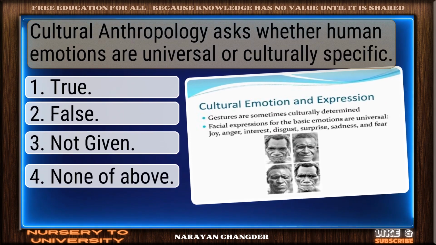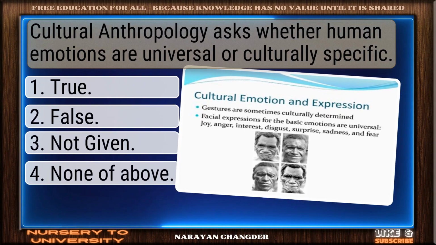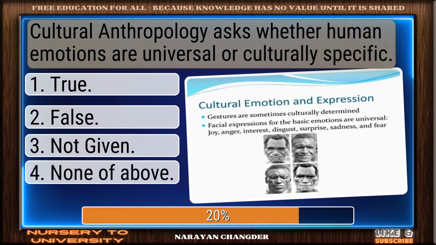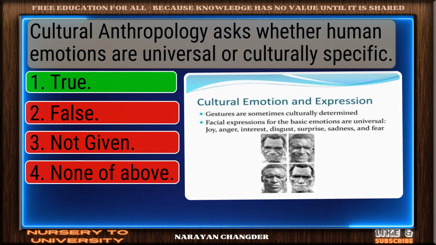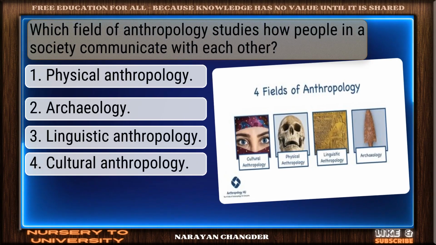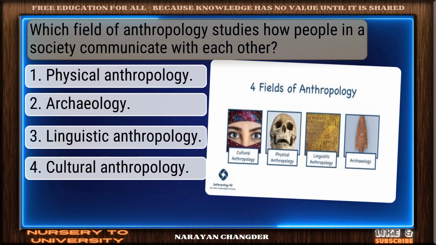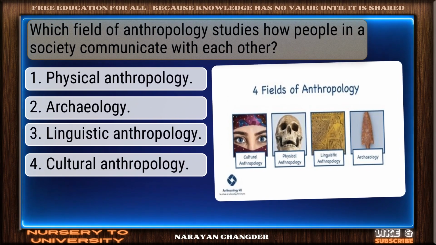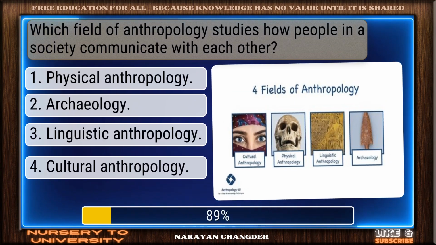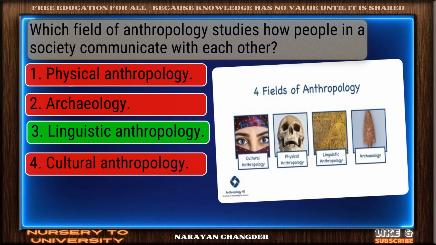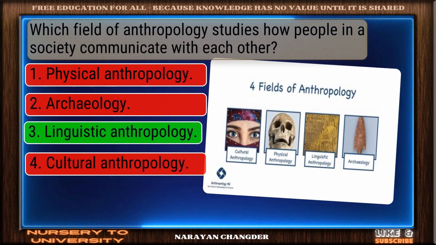Cultural anthropology asks whether human emotions are universal or culturally specific. Smart move. True is an accurate answer. Which field of anthropology studies how people in a society communicate with each other? Strong choice. Linguistic anthropology is the right answer.